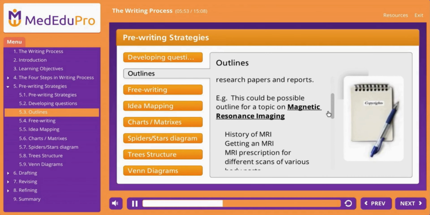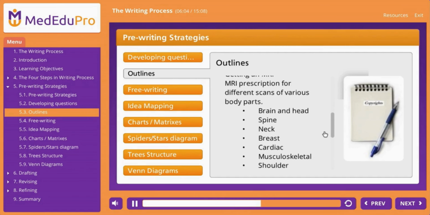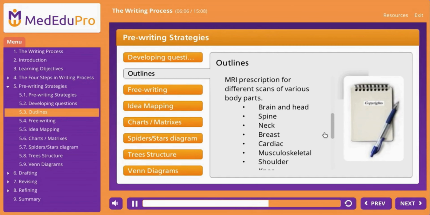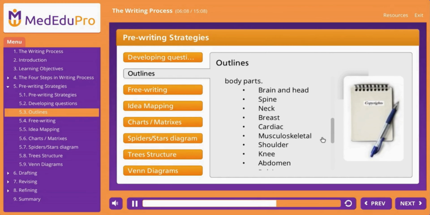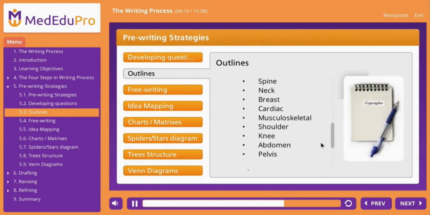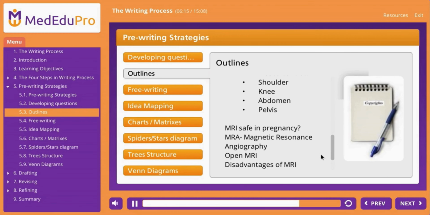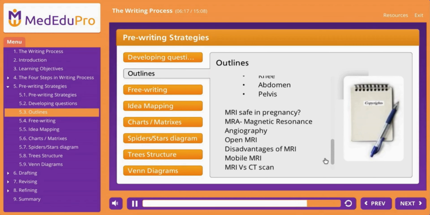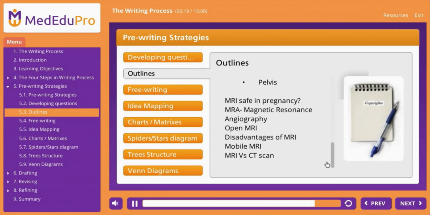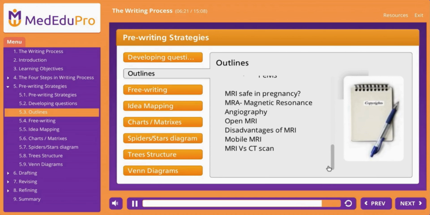History of MRI. Getting an MRI. MRI prescription for different scans of various body parts: brain and head, spine, neck, breast, cardiac, musculoskeletal, shoulder, knee, abdomen, pelvis. MRI safe in pregnancy. MRI magnetic resonance angiography. Open MRI. Disadvantages of MRI. Mobile MRI. MRI versus CT scan.